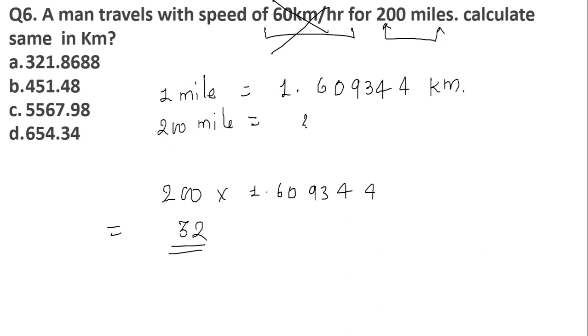So the answer is going to come around something where the initial digits are going to be 32 again. So something around 32 point something is what your answer is going to come to. So the correct answer for the given question is option number A. Got it? In this way you can solve the question.